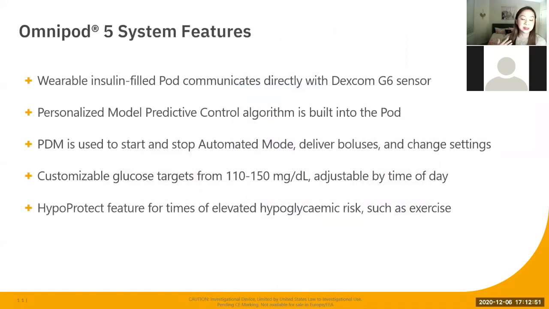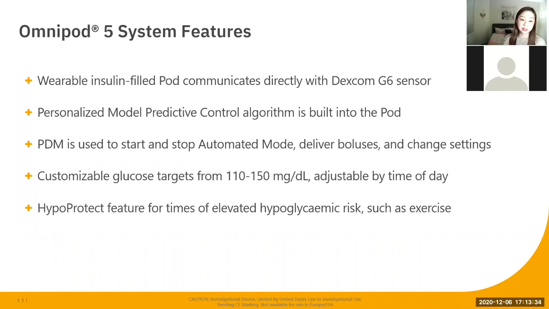So as I mentioned, the pod itself is the same as the Dash pod and the Eros pods in terms of the size and footprint of the product. The difference being that it has the Bluetooth connectivity that Omnipod Dash has that allows it to connect directly to the Dexcom G6. The algorithm that has been known as the Horizon algorithm that's been tested in the last few years is built in within the pod.